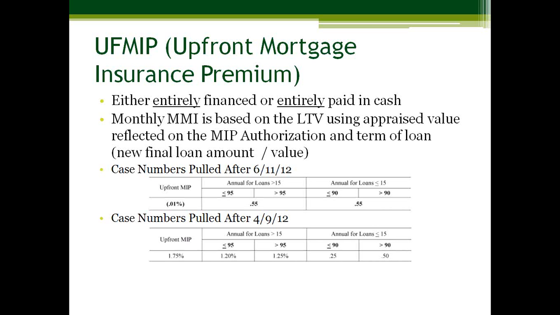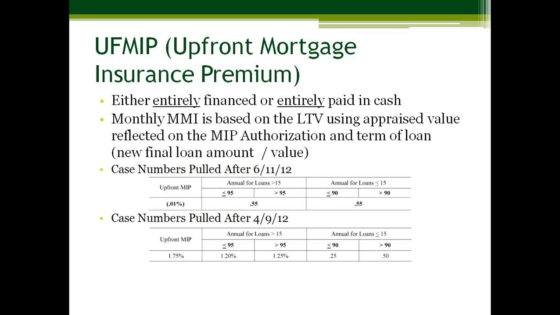So again, for case numbers pulled after 6/11/2012, your upfront MIP is going to be 0.01. And then depending on where your LTV lies, regardless of that, it's going to be 0.55 on the monthly MI. And that's also for streamlines that are less than or equal to 15 years.